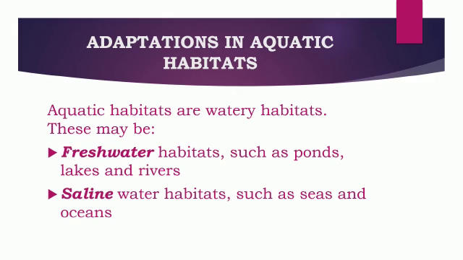Adaptations in aquatic habitats. Aquatic habitats are watery habitats. It means the plants or the animals that live in the water are said to be the aquatic habitats. This may be freshwater habitats or the saline water habitats. Freshwater habitats such as ponds, lakes and rivers. And the saline water habitats include seas and oceans.